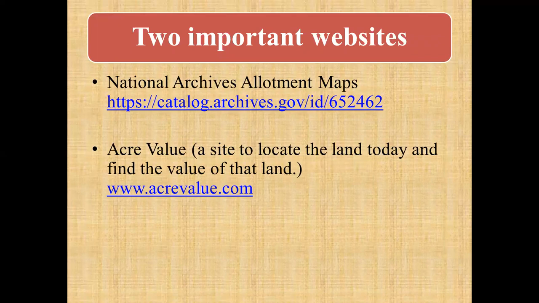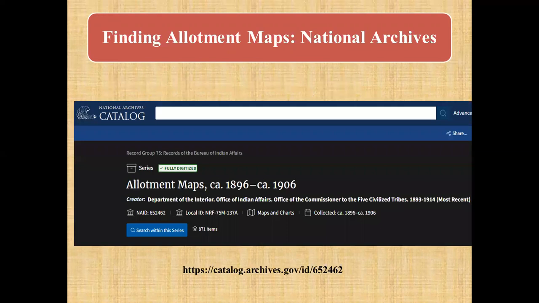Two critical websites. The National Archives actually has digitized allotment maps. There is the website for you to find it: catalog.archives.gov/id/652462. Then there's another site, Acre Value, which is a great website to locate the land today and find the value of that land. But you can also find a lot more. You can find who owns it and so much more. But remember those two websites.